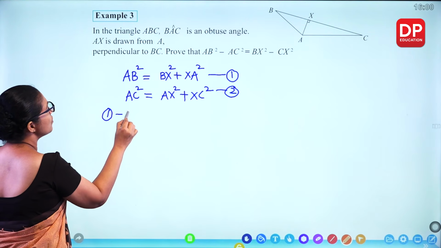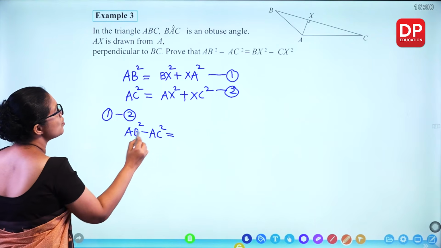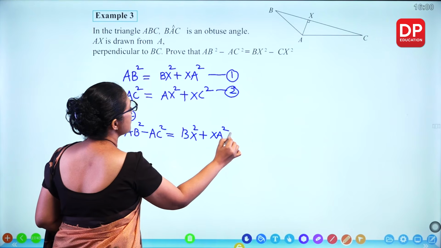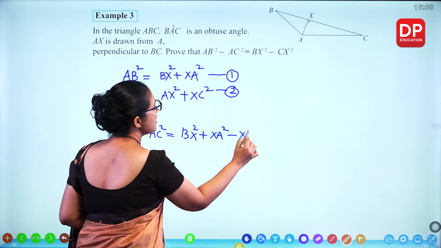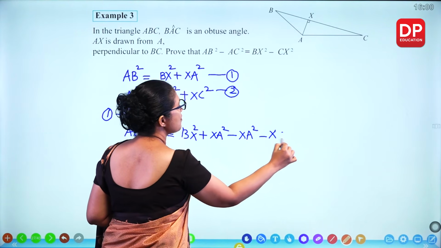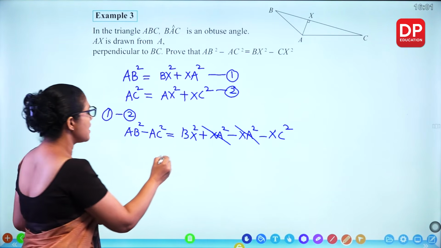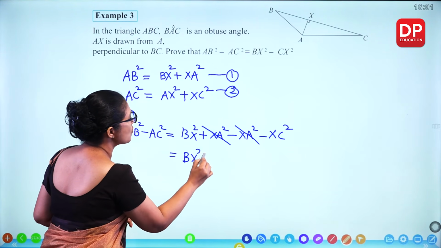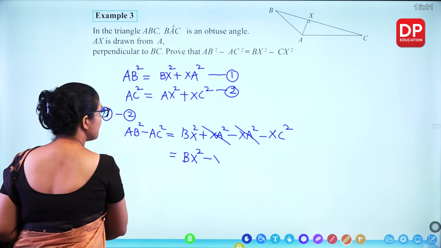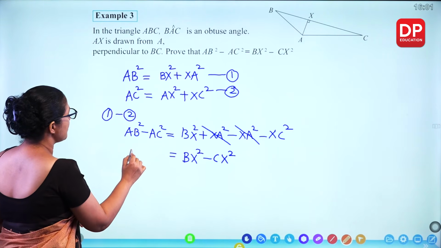1 minus 2, you get AB squared minus AC squared is equal to BX squared plus XA squared, or AX, same thing, minus, so I'm subtracting, so this becomes minus as well. So XA squared plus and minus get cancelled out. You are getting BX squared minus CX squared, or XC, same. I'll write CX because it's given as CX squared.